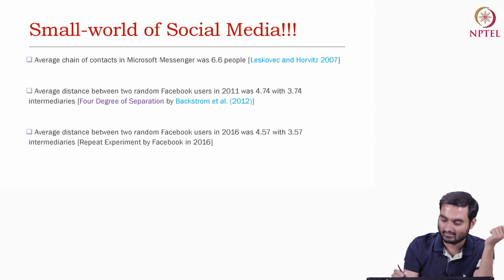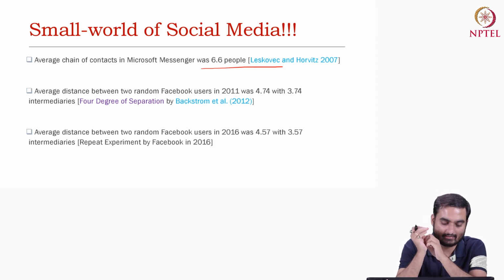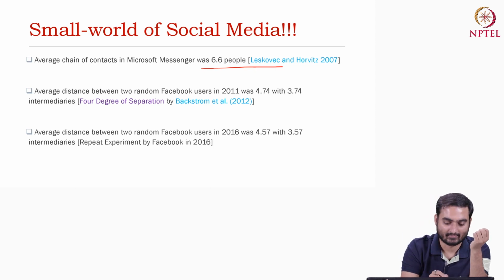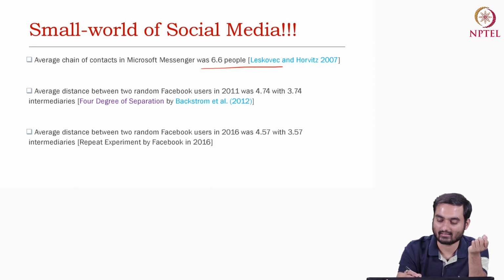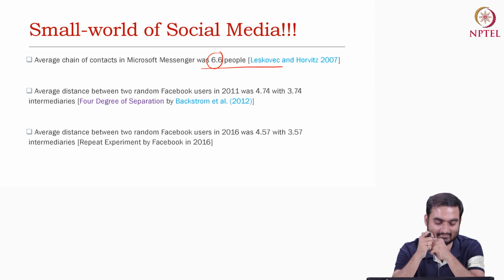For example, there was an experiment done by Leskovec and his team in 2007, and the same small world experiment was performed on Microsoft Messenger. Microsoft also had its own messenger kind of service, like we have Facebook Messenger these days, and it turned out that the number is 6.6, which is quite the same as the one that Milgram suggested with only a tiny amount of samples.